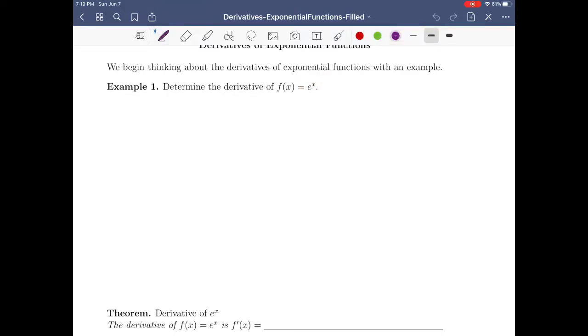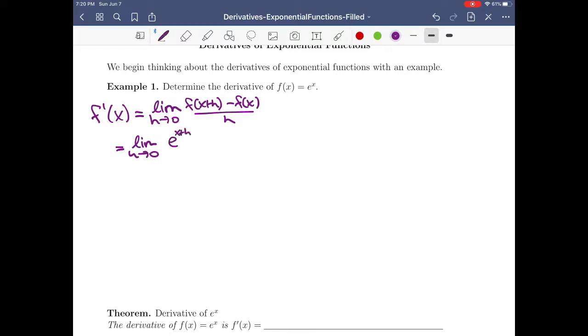So we're stuck with our limit definition. f prime of x would be the limit as h goes to 0 of f of x plus h minus f of x, all over h. For this function, that's the limit as h goes to 0 of e to the x plus h minus e to the x, all over h. Using our exponent rules, when I have addition in the exponent, it's like multiplication with the same base. So I could write e to the x plus h as e to the h times e to the x, all over h.